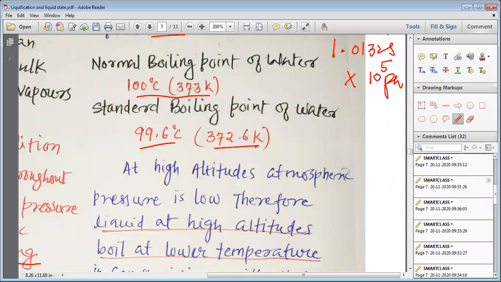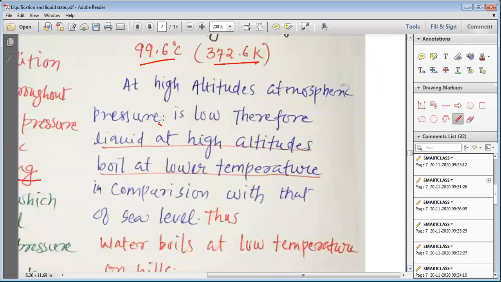At high altitudes, my dear students, atmospheric pressure is low. As you go up, the layers of air become thinner and thinner, and in that case the atmospheric pressure becomes low, because a low amount of air is available on that particular surface as compared to the sea level. So at high altitudes, atmospheric pressure is low.